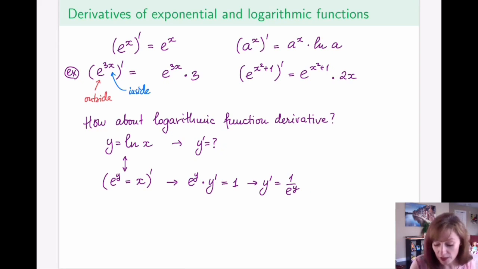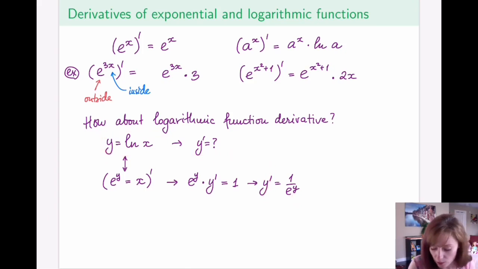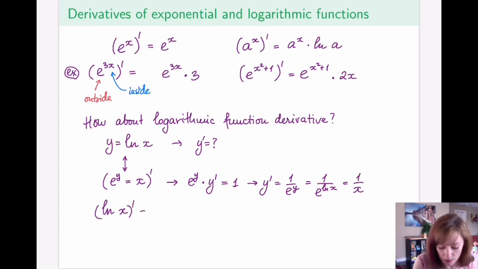So I'm wondering if I can replace this y with the function of x that it corresponds to. And remember that y itself is just ln x. So if I plug it back into here, what am I going to get? I'm going to have 1 over e to the power ln of x. Exponentials and logarithms are inverses of each other. So I'm going to get simply 1 over x. Excellent. So that means that the derivative of ln of x is just 1 over x.